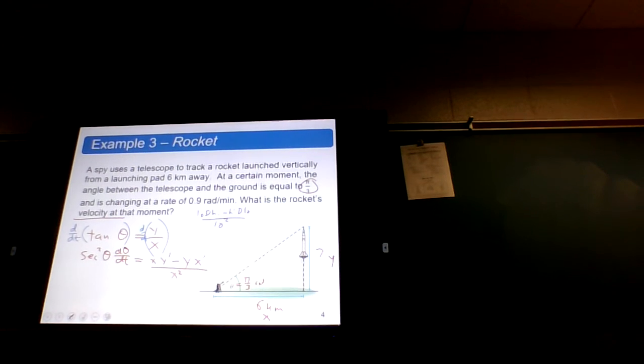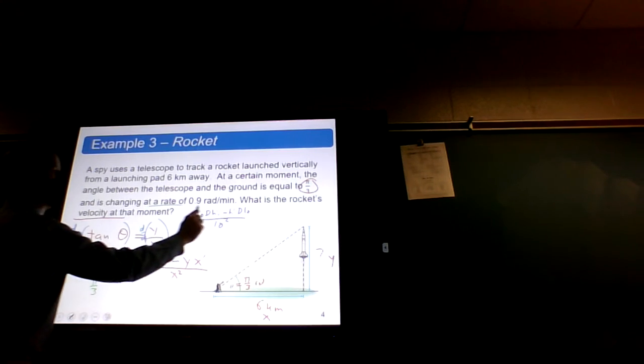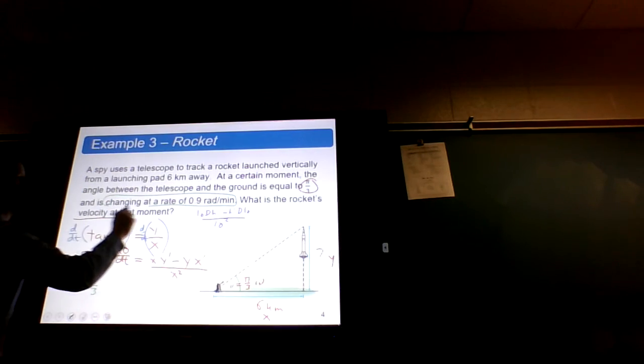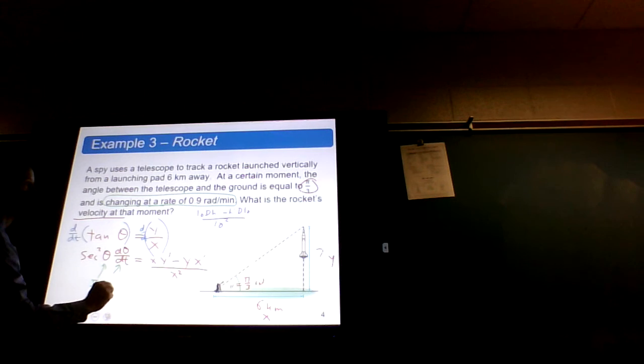Substitute. Okay, so what can we put in for theta? Pi over 3. What about d theta dt? 0.9 radians per minute. Oops, that's positive 0.9, not negative. Are you guys with me on that? Does that make sense?